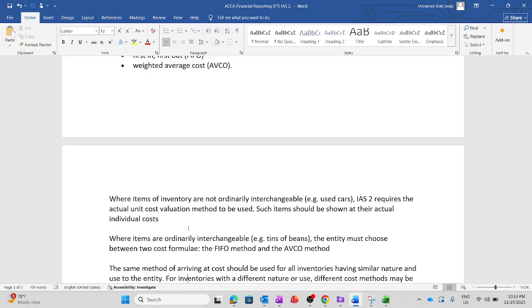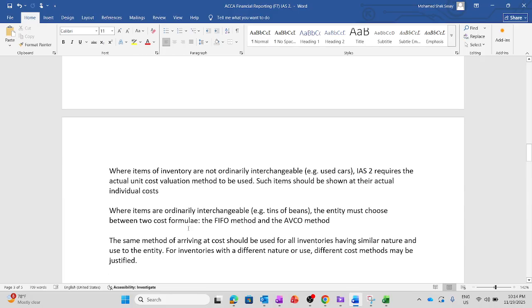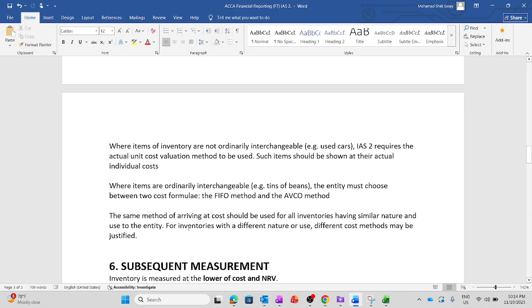We need to note it down. So where items are ordinarily interchangeable, for example, tins of beans, the entity must choose between the two cost formulas, whether we can use the first in, first out method, or we can use the weighted average method, which is very important for us to understand. Now, the key concept about which method to use and which method we can't use is the interchangeability. So you need to note it down.